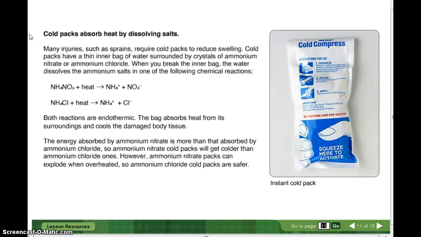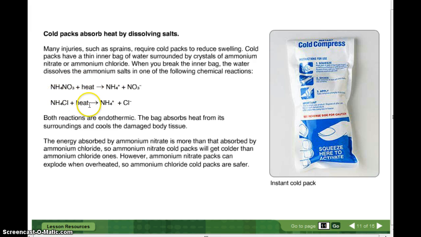Now what about cold packs? Cold packs absorb heat by dissolving salts. Many injuries such as sprains require cold packs to reduce swelling. Cold packs have a thin inner bag of water surrounded by crystals of ammonium nitrate or ammonium chloride. When you break the inner bag, the water dissolves the ammonium salt in one of the following reactions. But either way, look, it says plus heat.